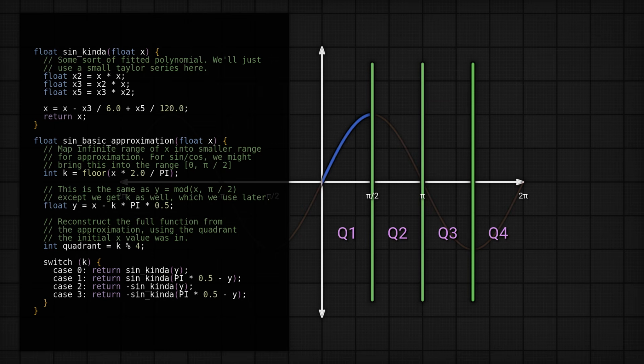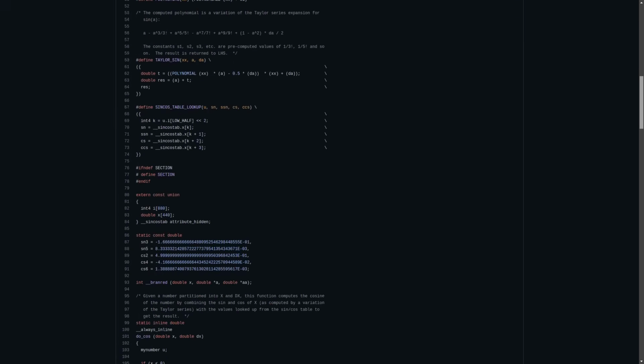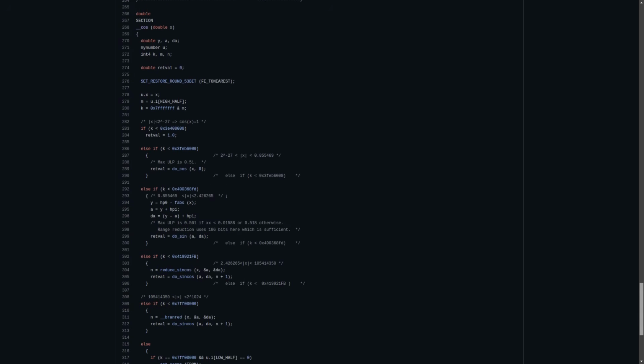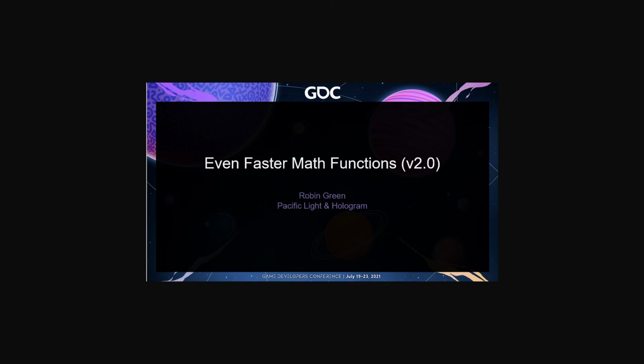The sine function on the screen is running the code you see on the left. Intel has a paper from like 20 years ago which details how a lot of their trig functions were implemented. You can also poke around the new C library and see similar ideas in action, if you can read the code. It's not the easiest to work through. Robin Green also has a nice write-up on their blog as well, which is linked in the description.